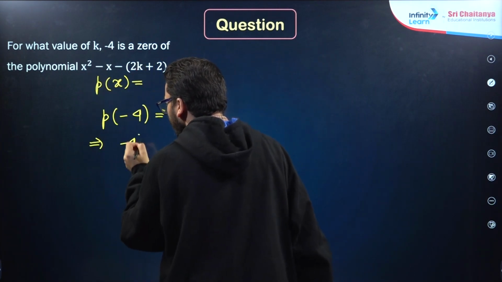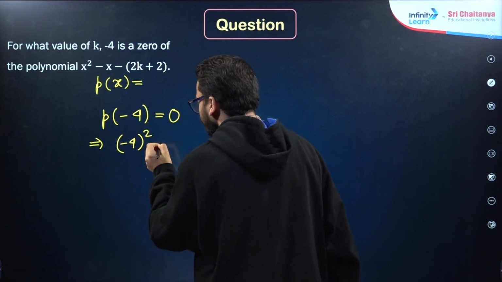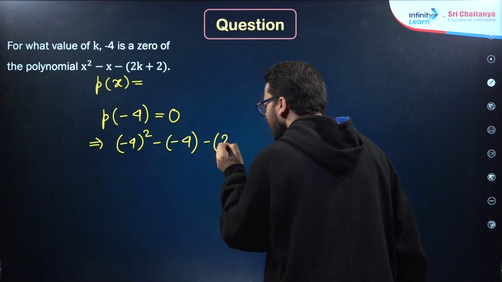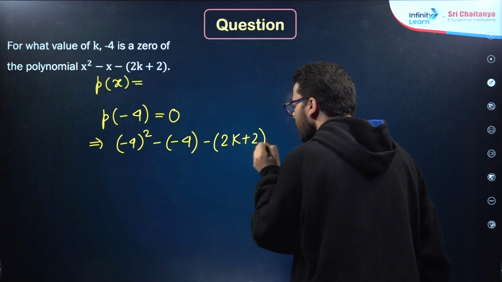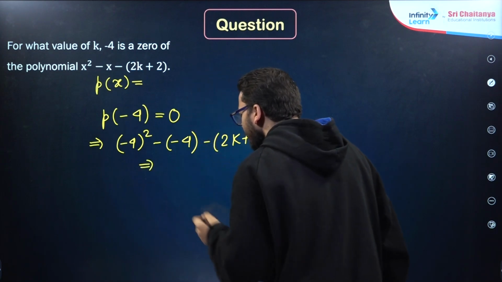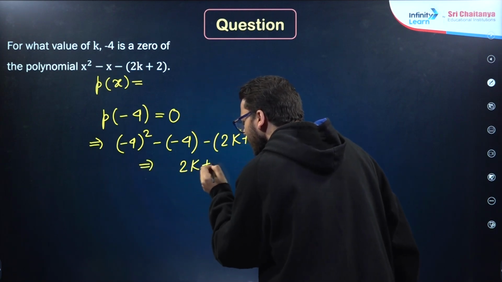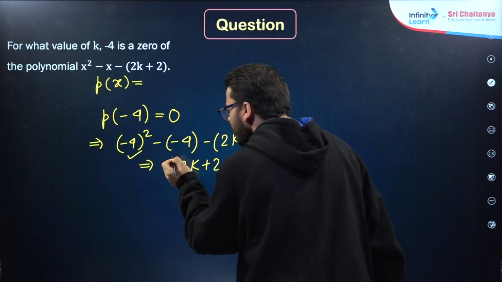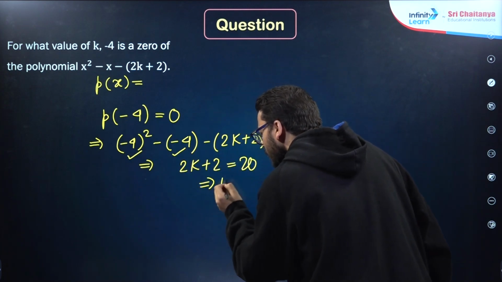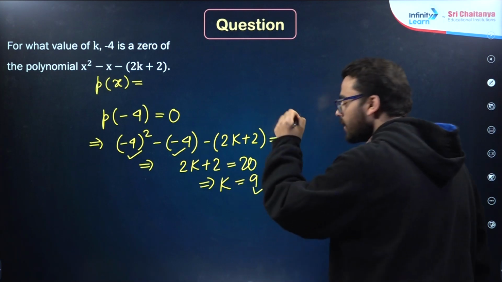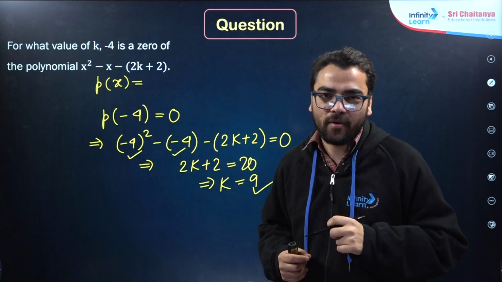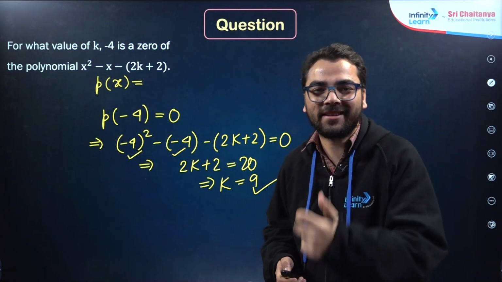So you'll get minus 4 square minus of minus 4 minus 2k plus 2 that is equal to 0. So let's solve and simplify this. So you'll get basically 2k plus 2 that is equal to, this is 16 plus 4 20, and if you solve it you'll get k is equal to 9. So this is a simple question and it can be asked in MCQs in your board exam. Let's try doing the other thing.